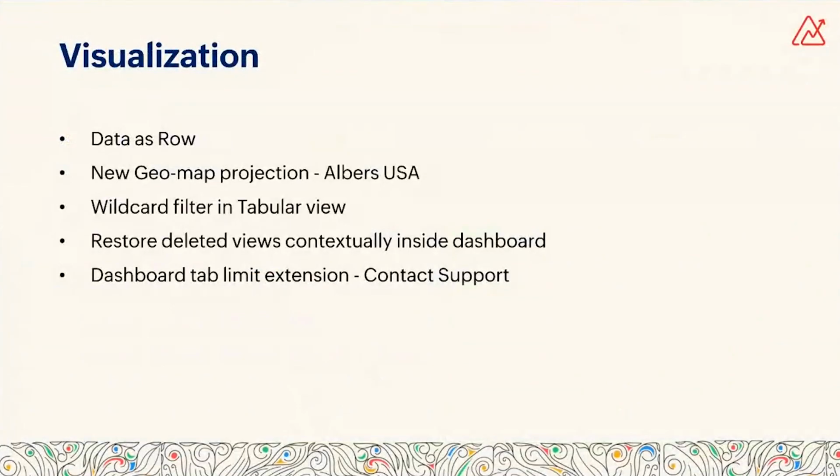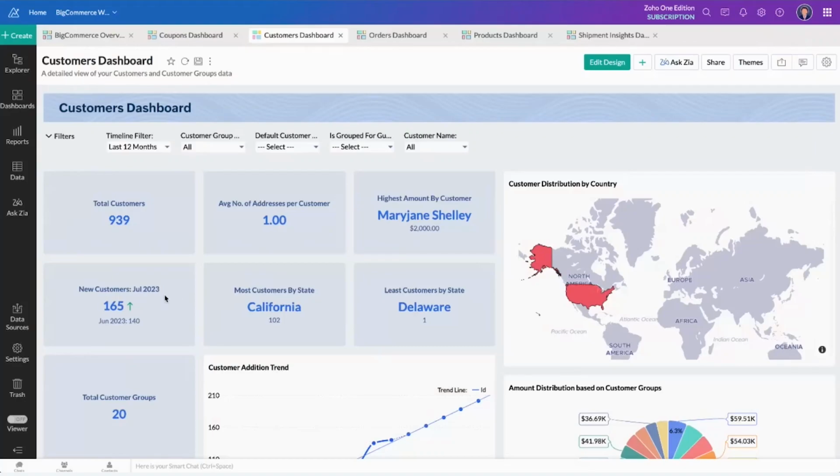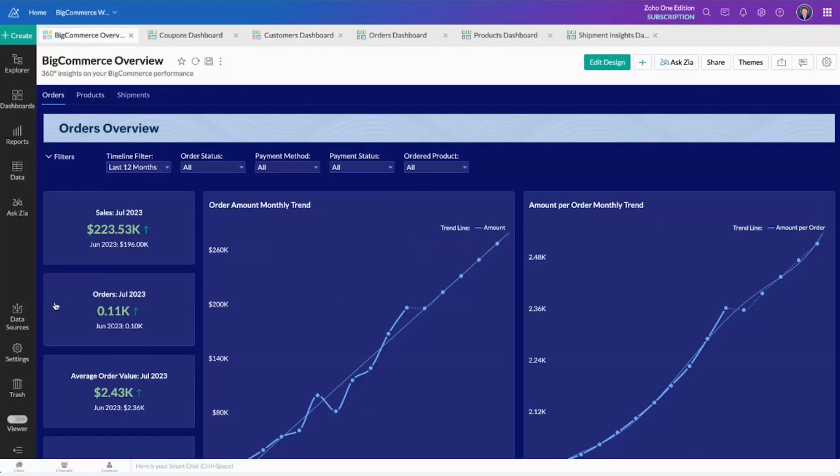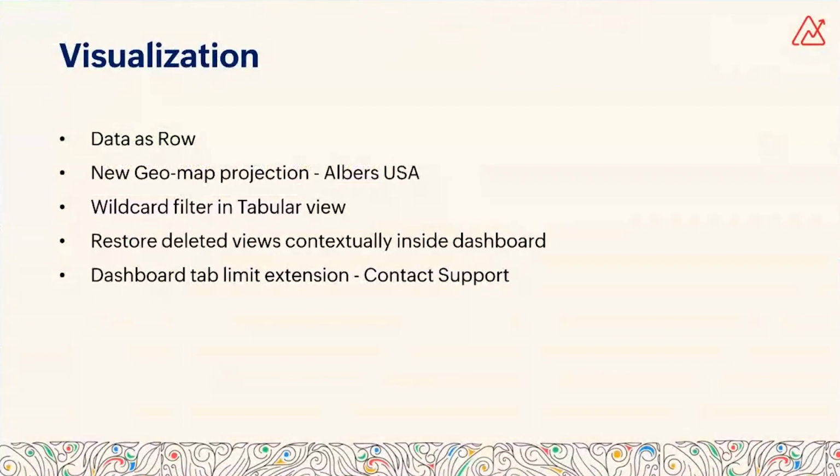So the final update, it's not something that you will be able to see or access in the product because you need to contact our support team to get this extension. So there is an option to create multiple tabs on top of your dashboards, right? So that is limited to 10 tabs currently. On request, we can extend the number of tabs up to 20. So if you need that, contact our support team through support@zohoanalytics.com.